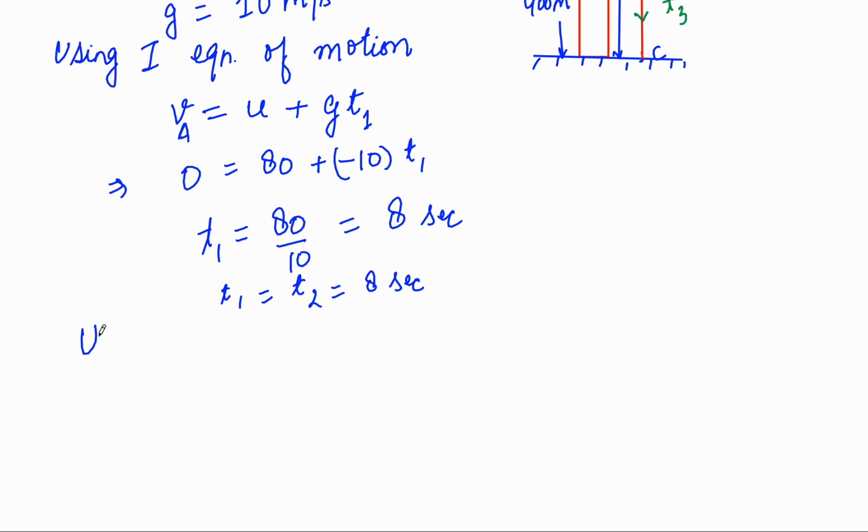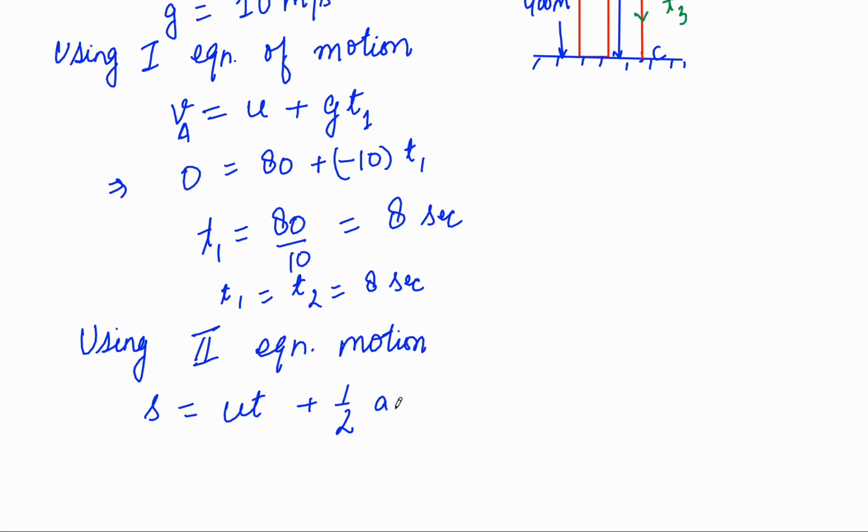Let's use the second equation of motion. Those who know what the second equation of motion is, very well done. Those who don't know, please memorize the three equations of motion. First I have written, second I am going to write, which is S is equal to ut plus half a t square, or since g is given to us, I'll write gt square.